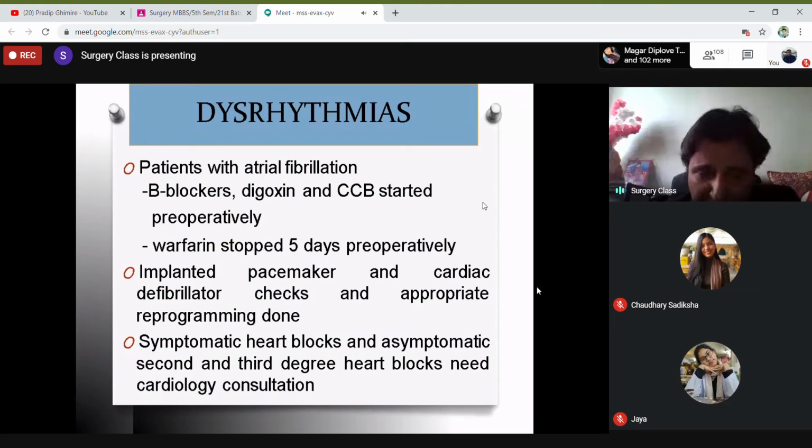Some dysrhythmias can be there, which will be seen in the ECG. The patient may be in atrial fibrillation, might be taking some cardiac drugs, or maybe has a pacemaker in situ. Some symptomatic heart blocks can be there, or second or third degree heart blocks. All these things need a cardiology consultation.